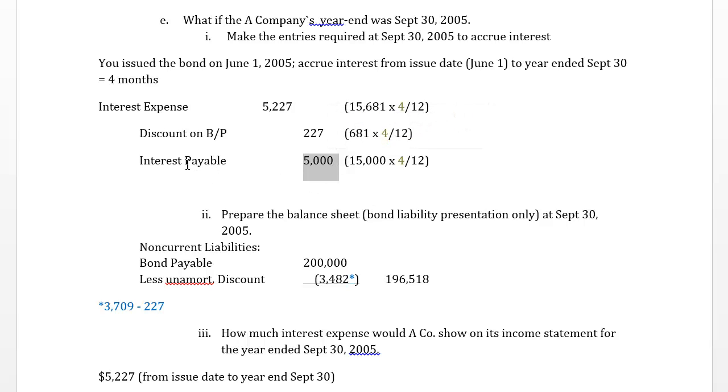So the issuer, a company, is going to have to credit interest payable for how much? Well, they will pay out $15,000, but they only want to accrue from June the 1st to September 30th, which is 4 months of it. So they're going to accrue $5,000.